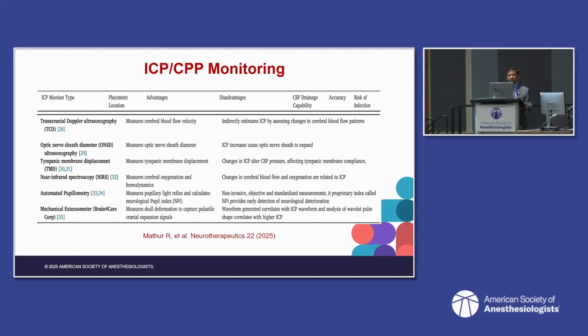Just a word about optic nerve sheath diameter is that there is not a great association between a value and a specific ICP number, but it's more of a trend monitor to demonstrate that there might be an increase in ICP. Although we can use it to detect values where the risk of having an intracranial hypertension episode is higher.